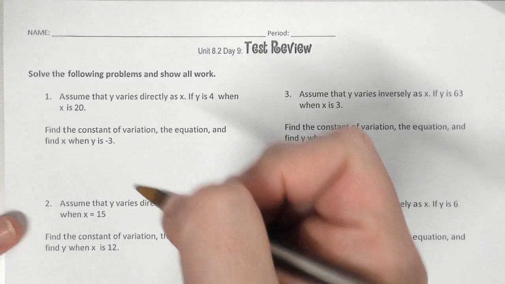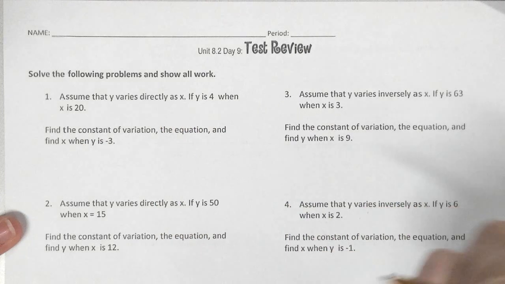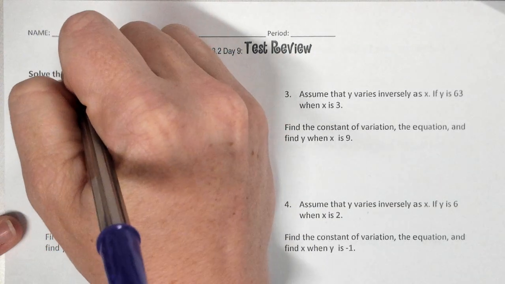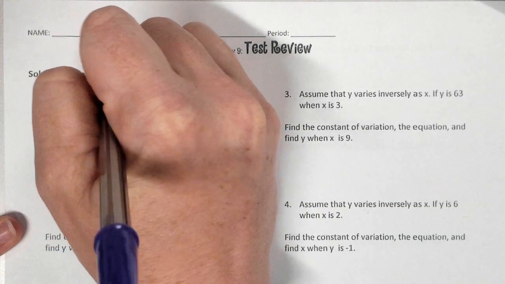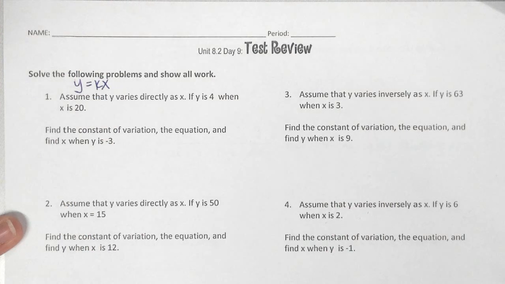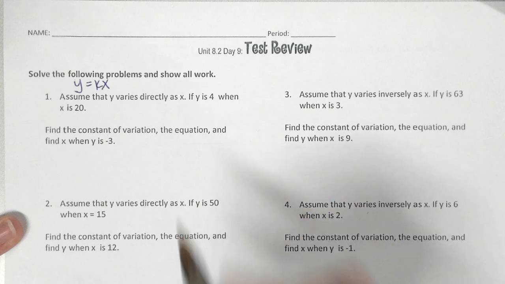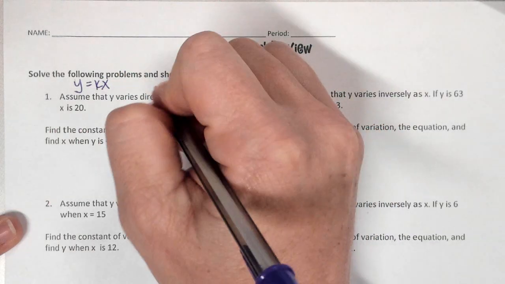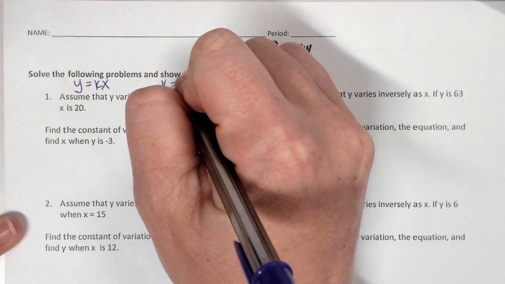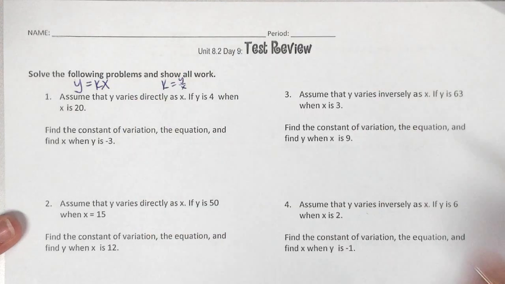Well, first off, our equation for y varies directly is y equals k times x. Directly means multiplication, and directly is x, so k times x. And so to find k, I would divide both sides by x, so k equals y over x. K is like your slope of our variation equation.